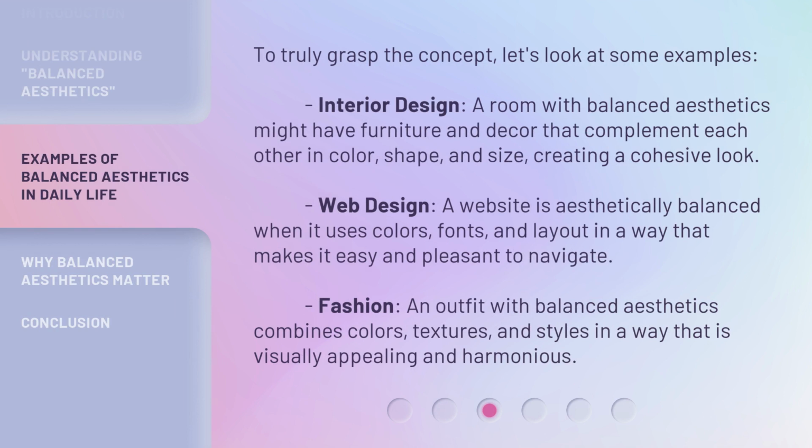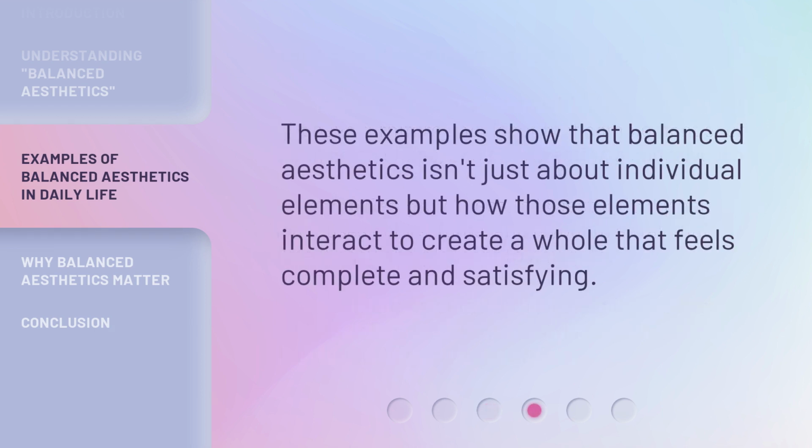To truly grasp the concept, let's look at some examples. Interior design: a room with balanced aesthetics might have furniture and decor that complement each other in color, shape, and size, creating a cohesive look. Web design: a website is aesthetically balanced when it uses colors, fonts, and layout in a way that makes it easy and pleasant to navigate. Fashion: an outfit with balanced aesthetics combines colors, textures, and styles in a way that is visually appealing and harmonious. These examples show that balanced aesthetics isn't just about individual elements, but how those elements interact to create a whole that feels complete and satisfying.